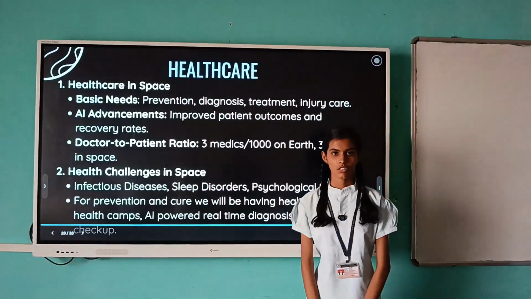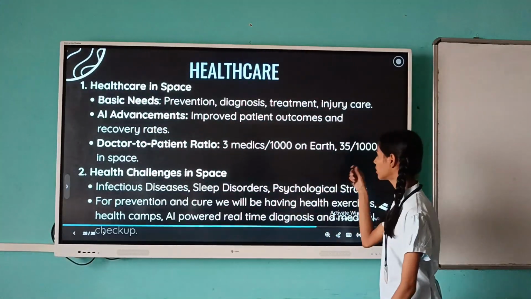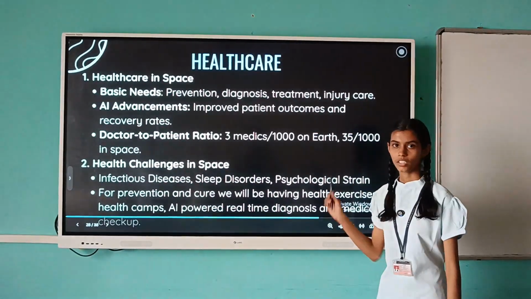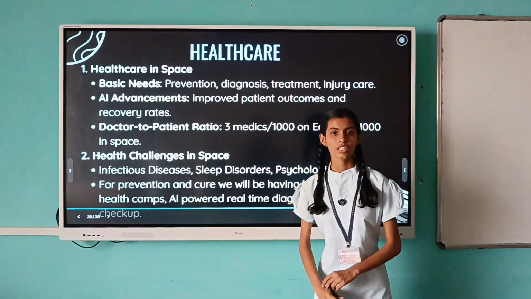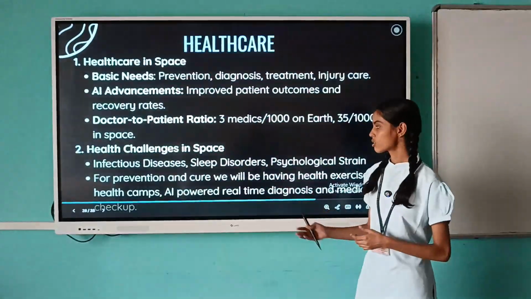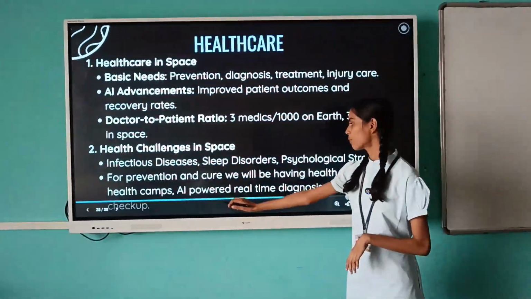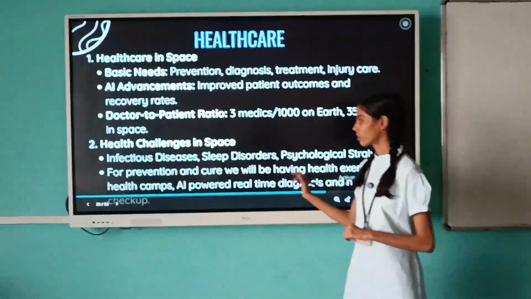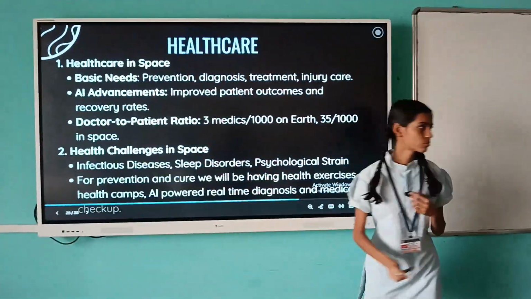On Earth, for every 1,000 people, we have 3 medics, but in our space colony, we will be having 35 medics per 1,000 people. The various problems that we'll be encountering in health will be cured, and they can also be prevented through various methods such as AI-powered real-time diagnosis, health checkups, health camps, etc.